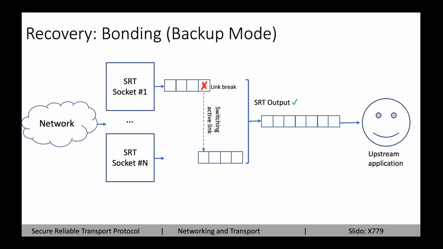Another bonding mode is backup mode. In backup mode, you again have several links, but only one link is considered active. All the rest of the links are kept alive, but no transmission is happening over them. And over the active link, you transmit packets. Then once, for example, this link gets broken, SRT switches its transmission to one of the backup links based on the priorities, and it can just continue transmitting. This way, the upstream application, again, gets all its packets, even when one of the links is broken.